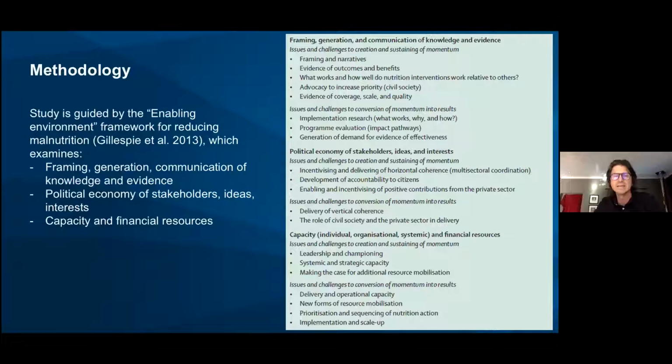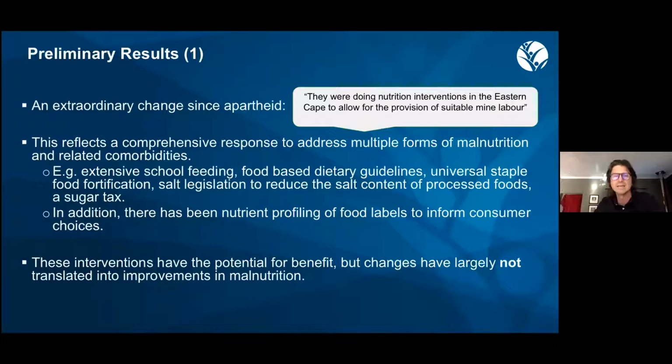In terms of our preliminary results, there have been extraordinary changes in 25 years since apartheid. The brutality of the previous regime has been completely turned on its head post-Mandela. And there has been, without doubt, a comprehensive response to address these multiple forms of malnutrition. We've reviewed any number of extraordinary policies. The key argument is that these interventions have the potential for benefit, but are not yet making the changes that we anticipate, or which have been articulated in the policies.